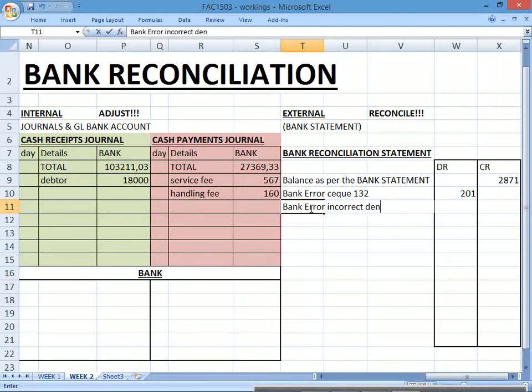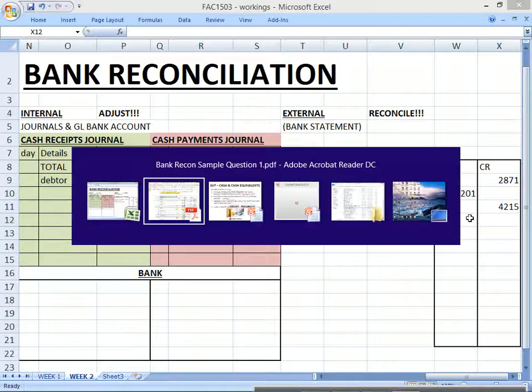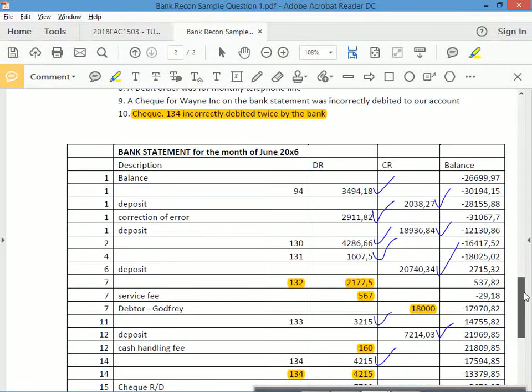Incorrect debit. So if it's incorrect, what are they going to do eventually when they fix it? Correct. Right, they shouldn't have debited your account twice. So eventually when they fix it, they're going to say sorry and credit the account with 4215. Does that make sense? Okay, it's really self-explanatory. Just think about it logically. They're going to credit your account because they debited twice.